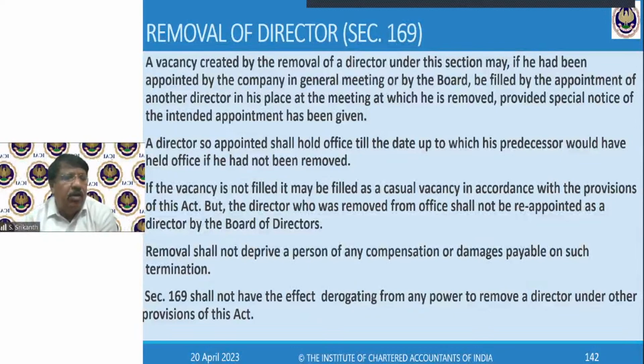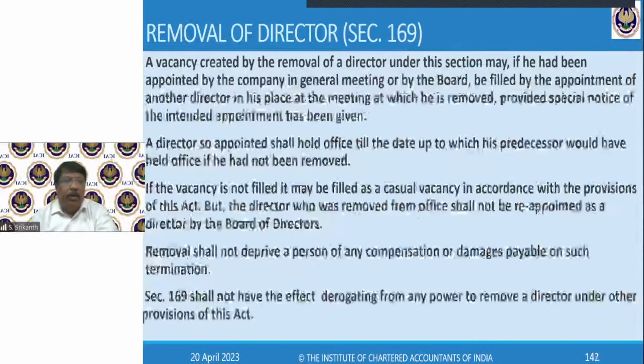Section 169 shall not have the effect of derogating from any power to remove a director under other provisions of this Act. There are no other provisions, but still they are saying if such other provisions are there, they will be valid. This provision will not derogate from that. This is called harmonious construction. They are saying 169 will be subservient to any other section which says removal of director. Of course, members removing a director is only this section. Tribunal removing, yes, we saw that.